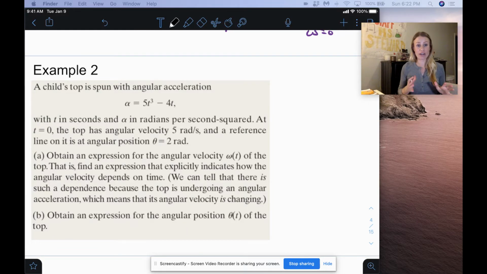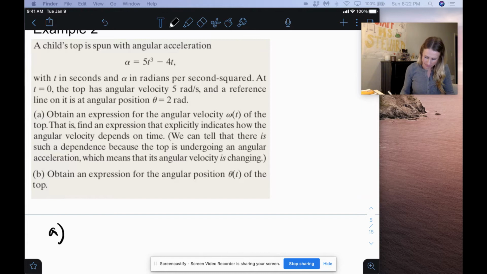Because for letter A, it says obtain an expression for the angular velocity of the top. So just like linear motion, when we go from acceleration to velocity, we want to take the integral. Of course, here we have an indefinite integral, so we are going to add that C term like we talked about in class, but here they give us information in order to find C.